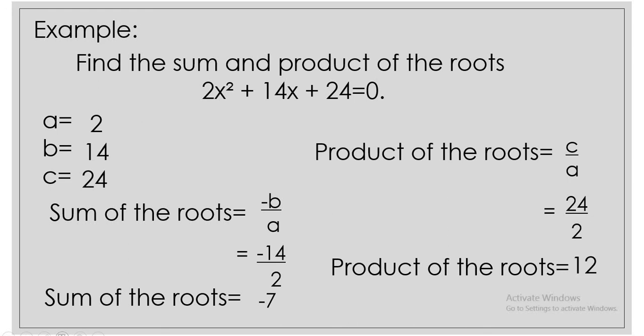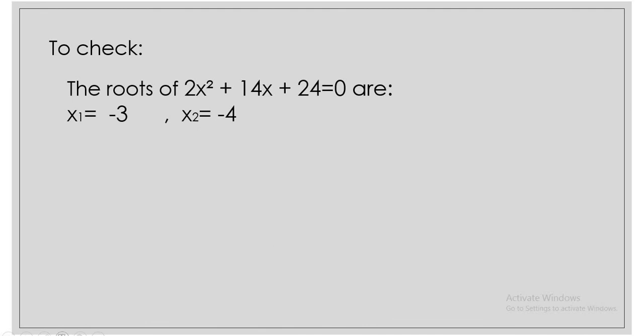Now to check, let's find the roots of the quadratic equation 2x squared plus 14x plus 24 is equal to 0. And these are negative 3 and negative 4. So the best method that you're going to use to find the roots of this equation is factoring. You can also use the quadratic formula anyway. Alright, so I already got the roots negative 3 and negative 4.